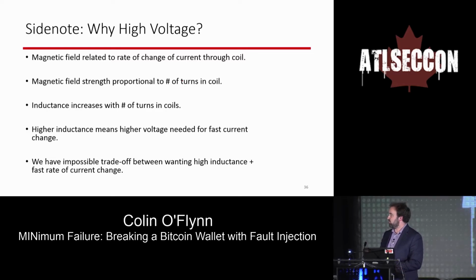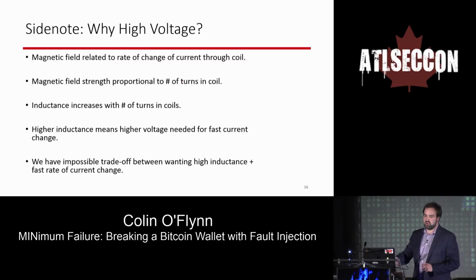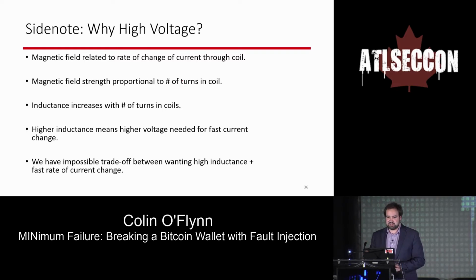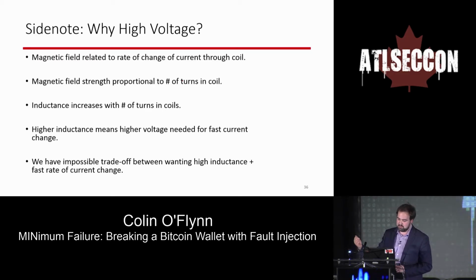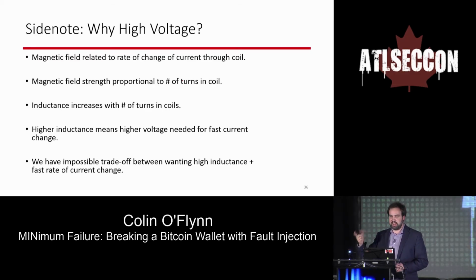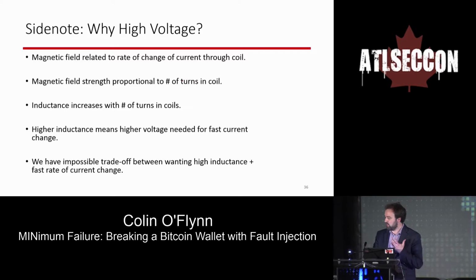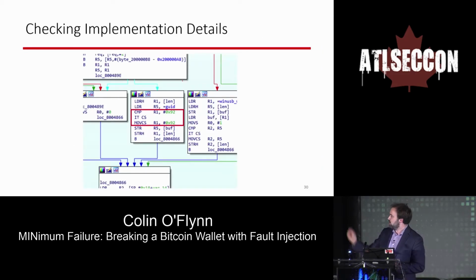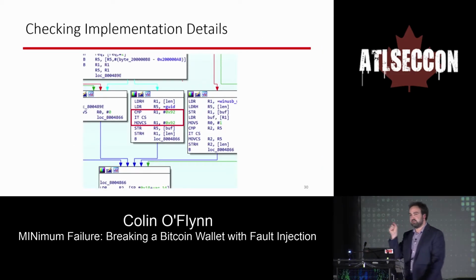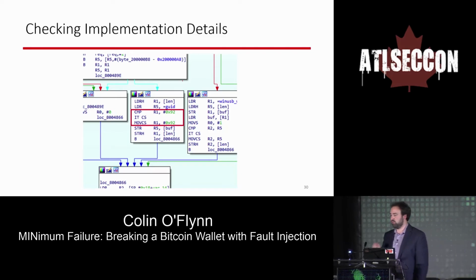We just want a high rate of change of current through the coil, which doesn't necessarily mean a high voltage. But we also want a lot of turns of wire around a coil to get a stronger magnetic field. The inductance increases with the number of turns. The higher inductance means we need a higher voltage to get this fast current change. So there's some trade-off of wanting a lot of turns of wire, but also wanting a very fast rate of change of current. And we want this fast rate of change because if you look back to this code, I only want this fault to affect a very small section of the microcontroller's execution. I only want it to affect for 10 or 20 nanoseconds of the time that it's actually executing these instructions. Otherwise, it should be operating as normal.